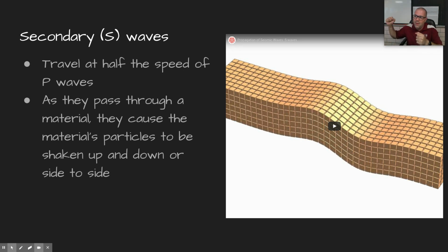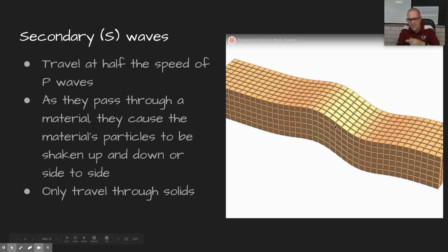Okay. Primary wave comes through, boom. It's like a blast, a compression wave. A little bit of a pause. Then the secondary wave comes through. This is going to last a little bit longer. And this is where things are going to be shaken up and down, or side to side. The secondary waves will only travel through solids. They do not travel through fluids.